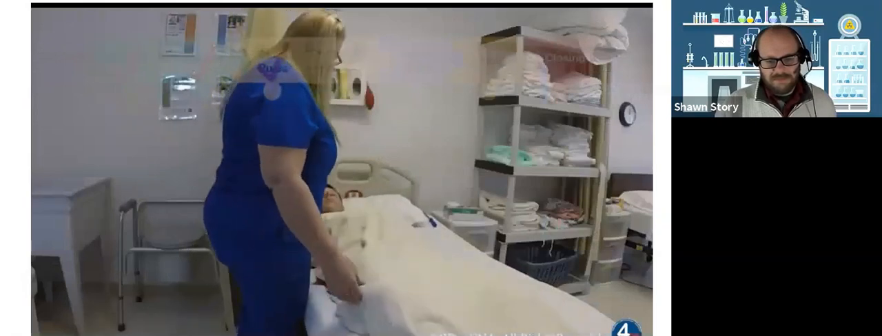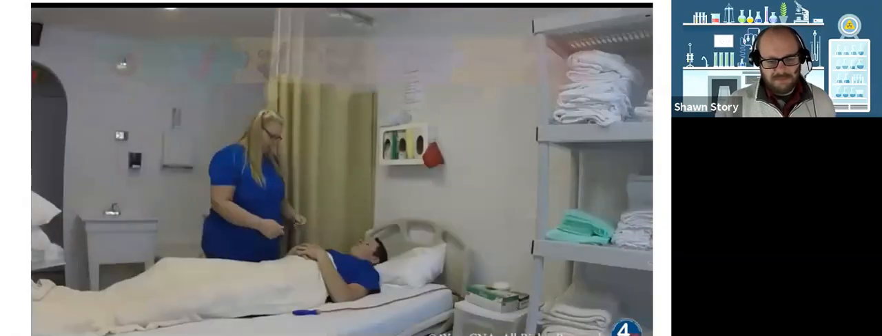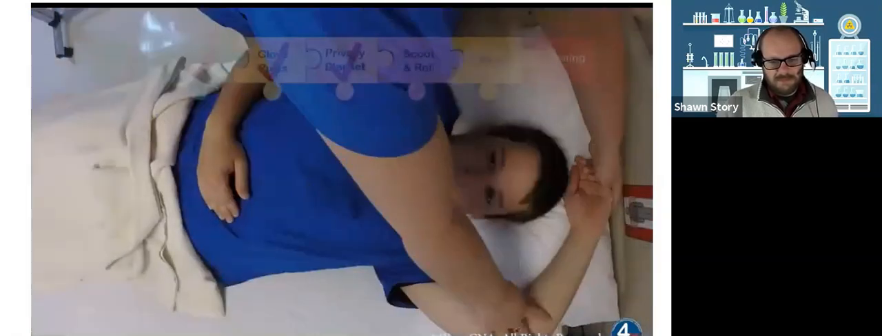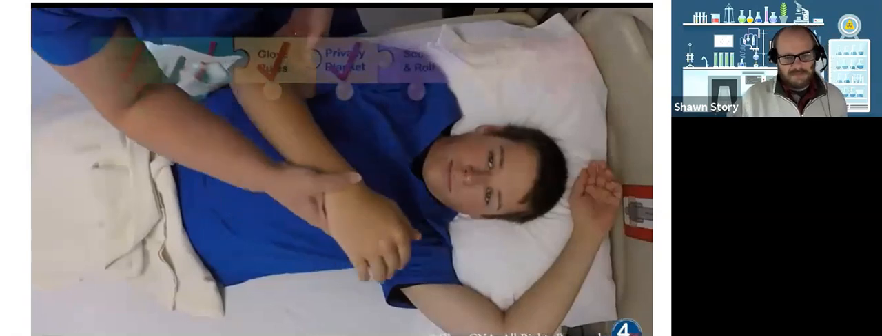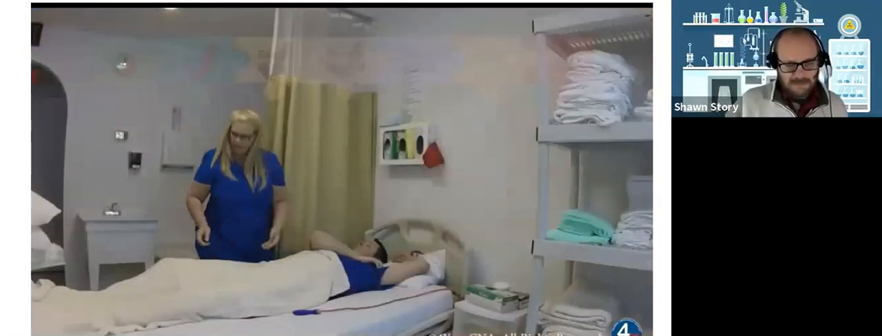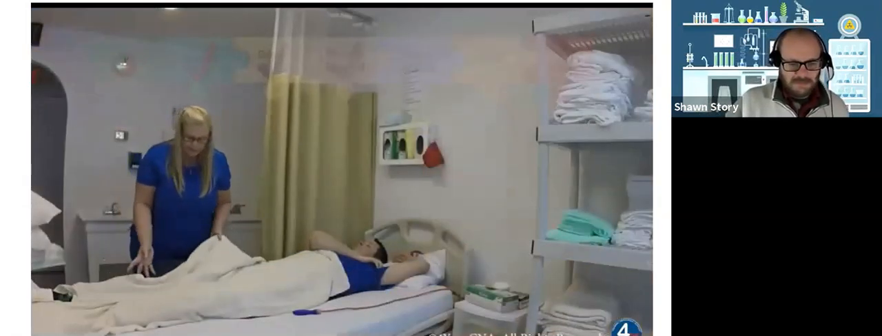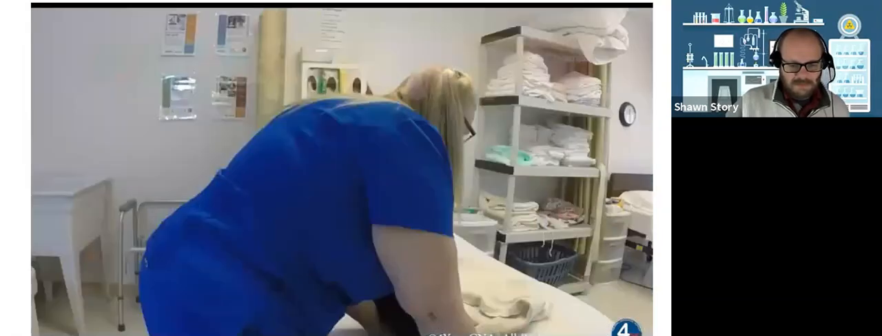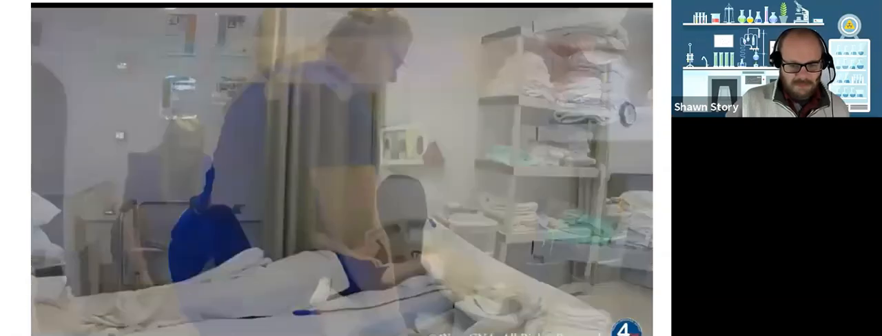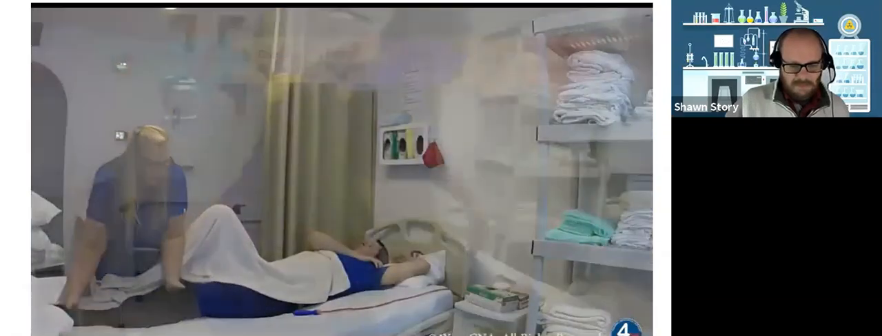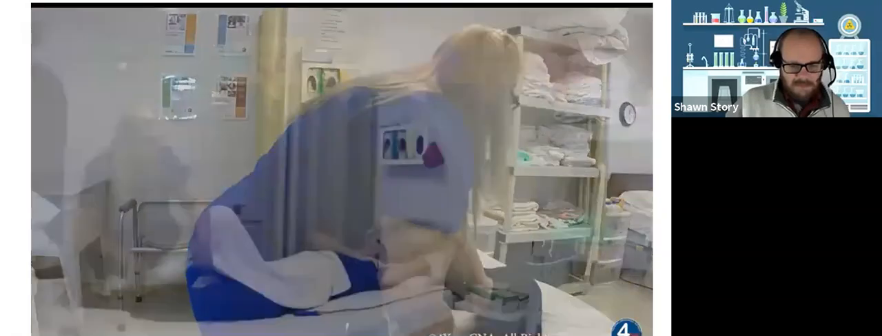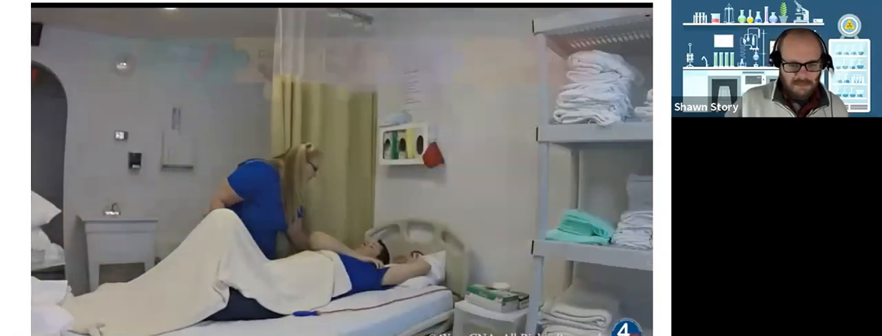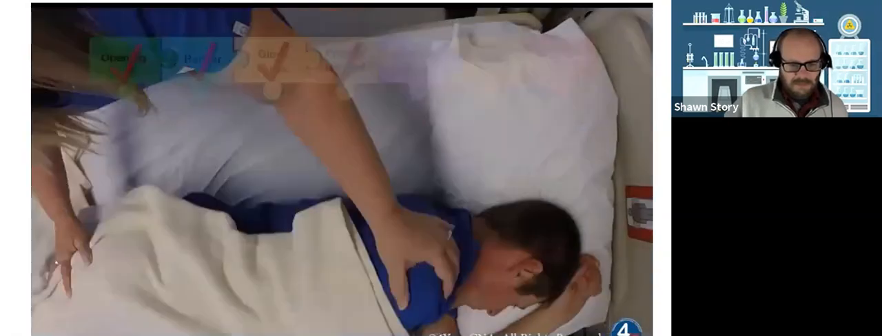Okay, Mr. Jones, if I could have you scoot toward me, please. I'm going to place your furthest arm above your head and cross your closest arm over your chest. I'm going to bend the closest knee and put the foot flat on the bed. And I'm going to angle the furthest knee out a little bit. Okay, now I'm going to turn you onto your side. 1, 2, 3.